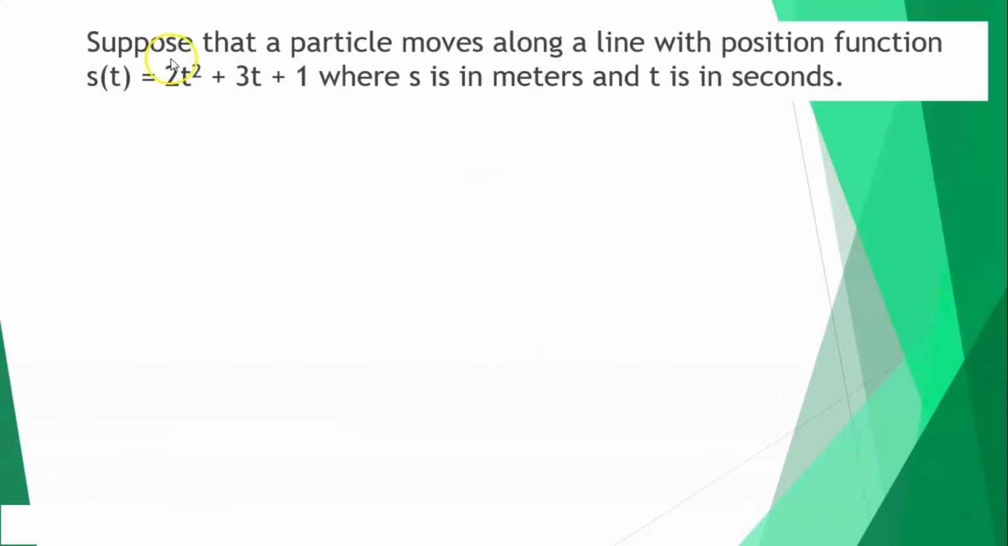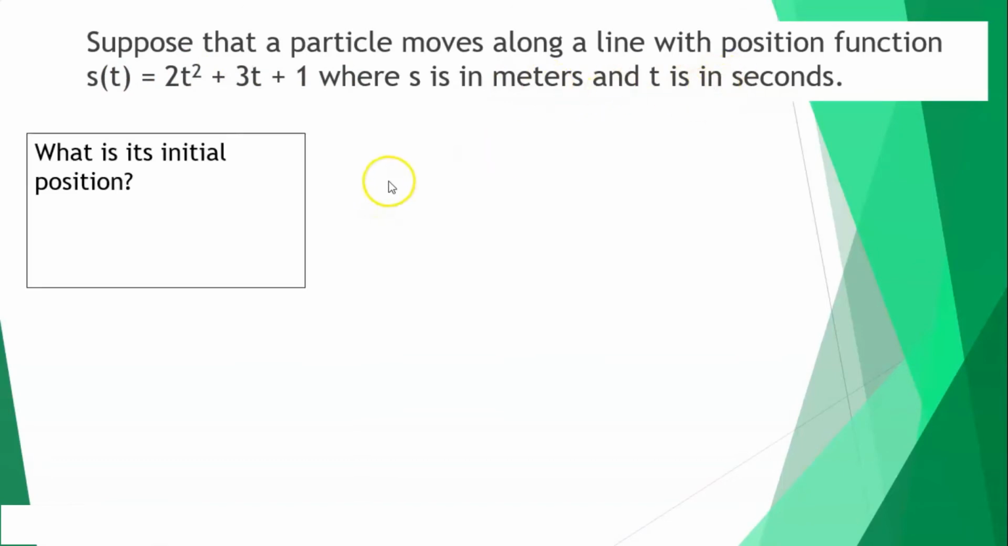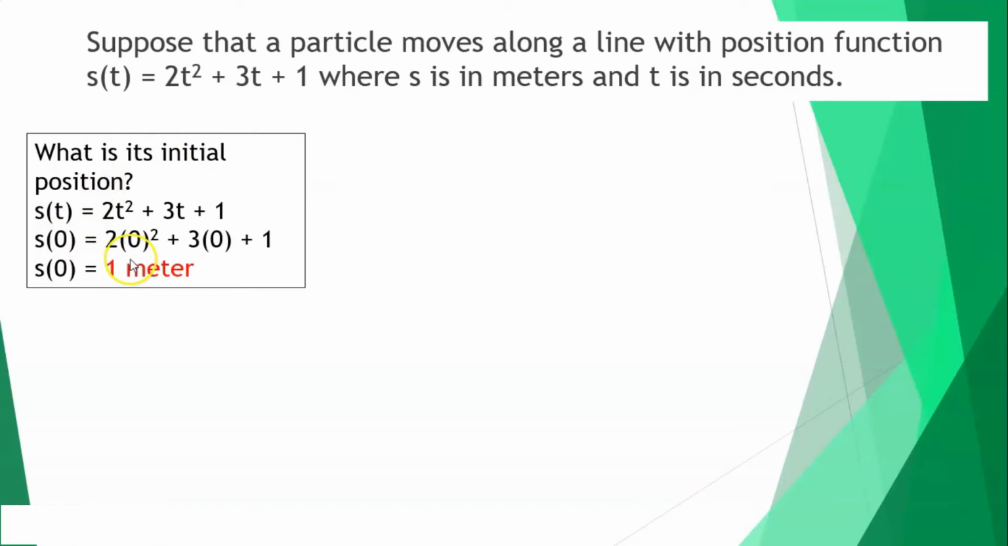Now, suppose that a particle moves along a line with position function s of t as 2t squared plus 3t plus 1, where s is in meters and t is in seconds. Question: what is the initial position? So in here, the initial position means the time is 0. So with that, our time is 0, so substitute. Our initial position is located 1 meter from the starting point.